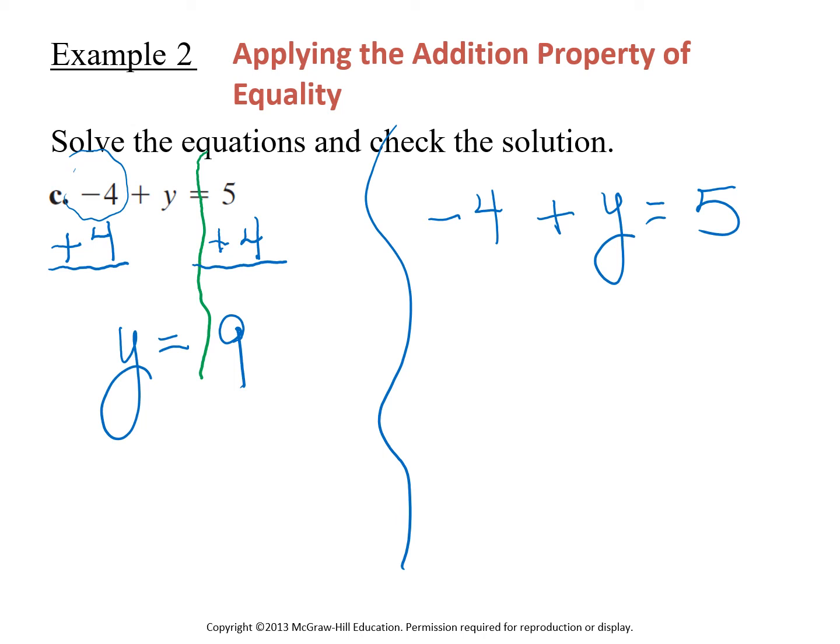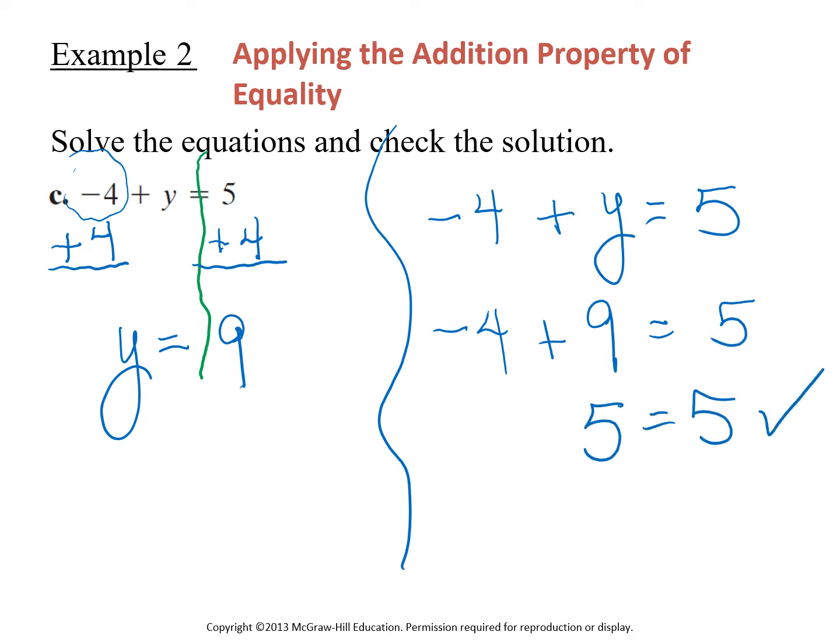I'm going to check my solution by plugging 9 in for y. So -4 plus 9 should equal 5. And it does, so that is my balance statement.